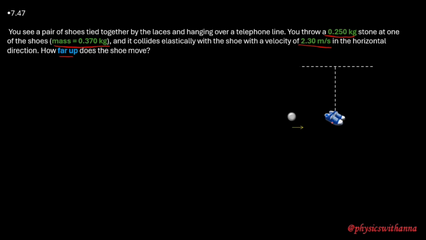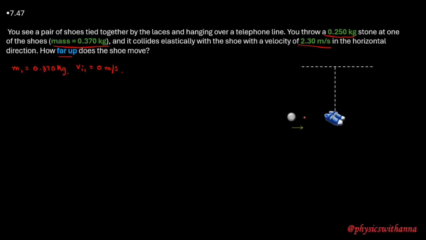So here in this question, you have a pair of shoes with each shoe weighing around 0.370 kilogram. We will call the shoe object 1, which has mass m1, which is 0.370 kilogram. Initially the shoe is at rest hanging from a telephone line, so the initial speed of the shoe is equal to 0. Then you have a stone which has been thrown at the shoe, and we will call the stone object 2, which has mass m2 equals 0.250 kilogram, and it is moving with an initial velocity of 2.30 meter per second.